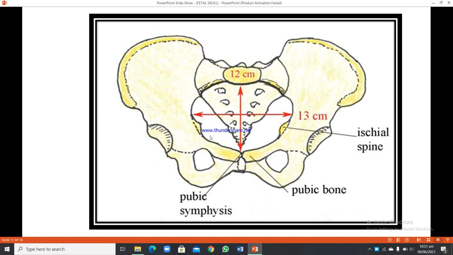These are the 2 ischial spines, and the inter-ischial spine distance should be more than 9.5 centimeters, so the fetal skull can easily pass through. If it is less than 9.5 centimeters, the fetal skull cannot pass through it.